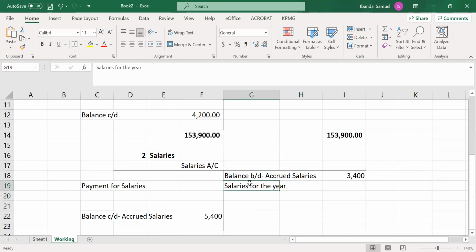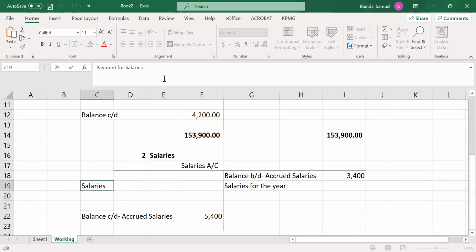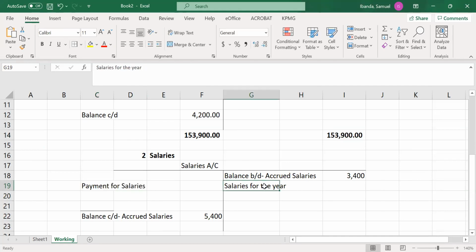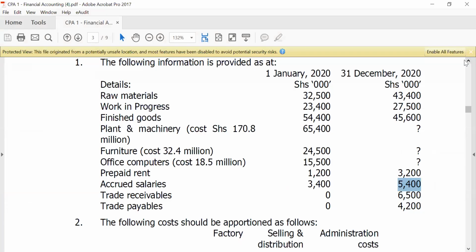So salaries for the year. Now these are payment for salaries made in the year. Salaries for the year means credit, the salaries that were paid and the salaries that were not paid. Those two values are the same. This is what you paid. And this, we shall get it directly from our so-called cash book.